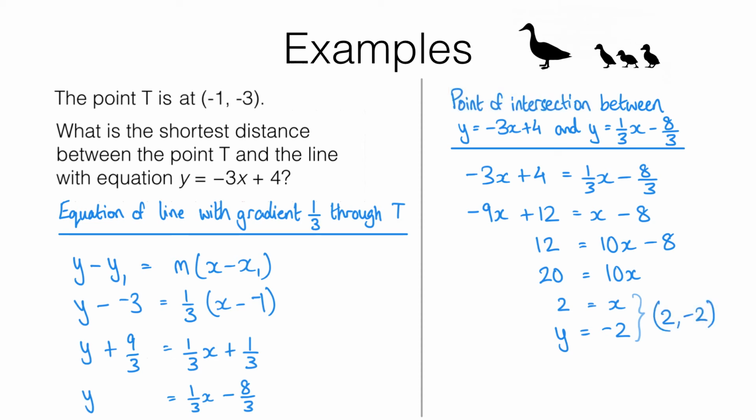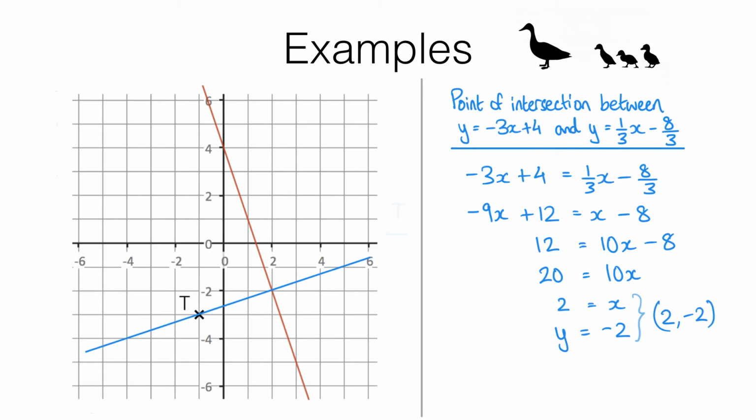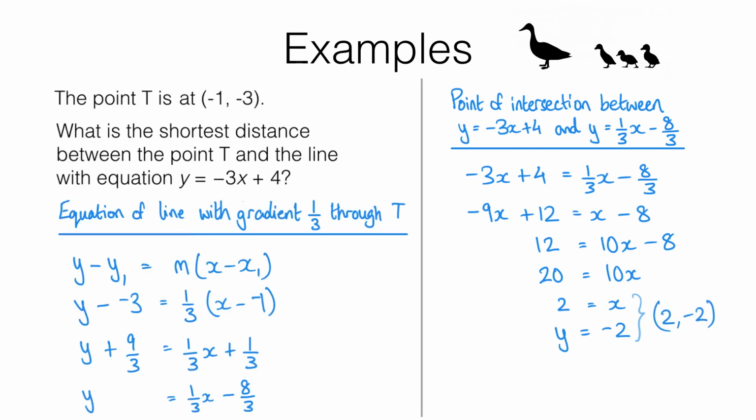Now, if you skip back in the video, you will see that the point where that blue perpendicular line crossed the red line on the diagram was actually at 2, negative 2. Now, we're almost done. All we need to do is work out the distance between t and this point here. We can do this using Pythagoras just like before. Now the horizontal distance between the 2 points is going to be 2 minus negative 1, so that's 3. The vertical distance between the 2 points is going to be negative 2 minus negative 3, which is positive 1.